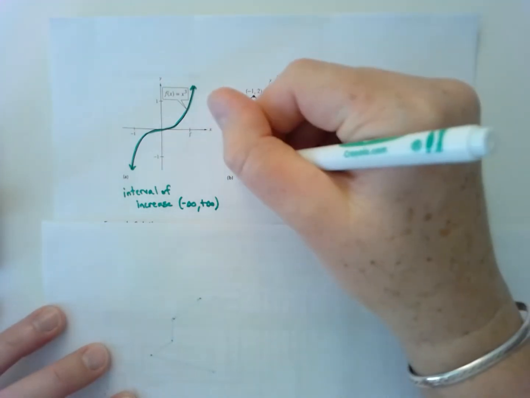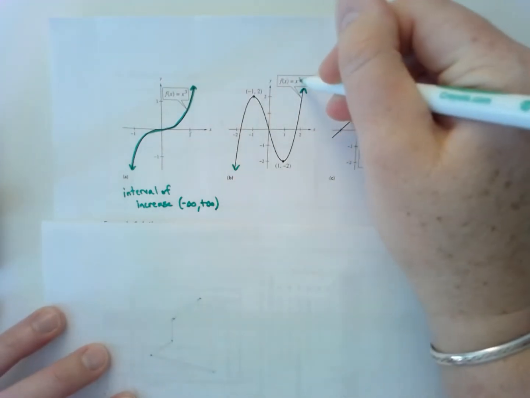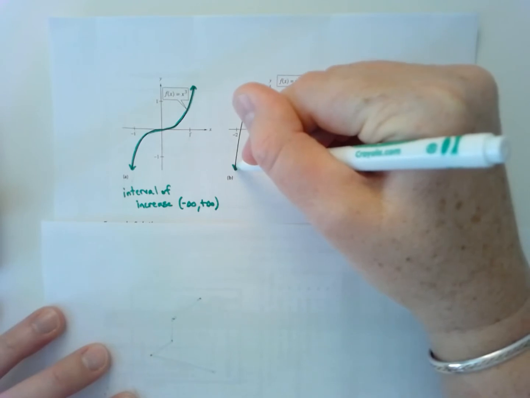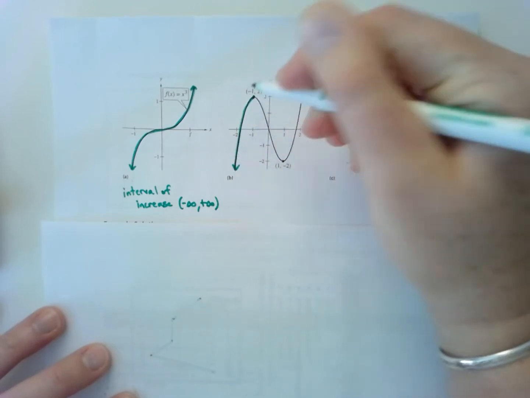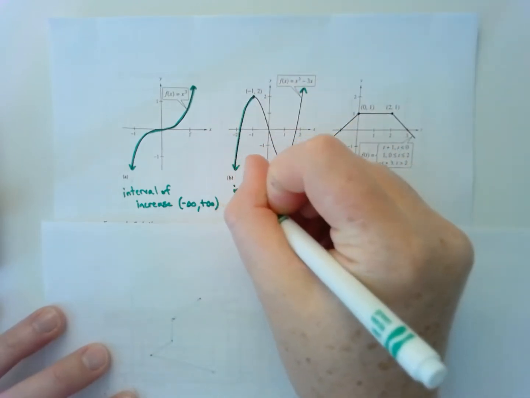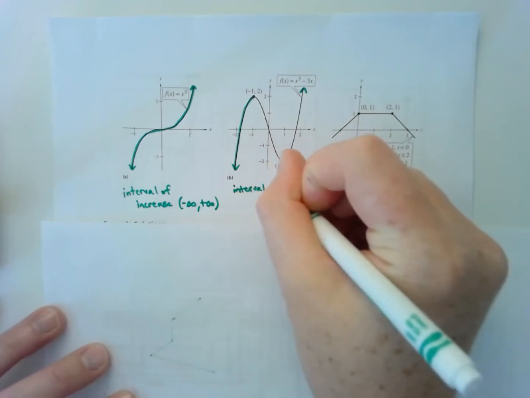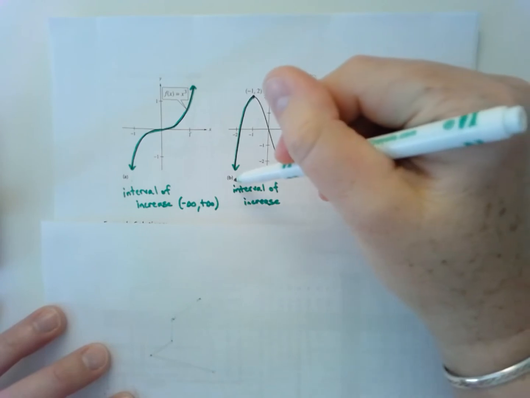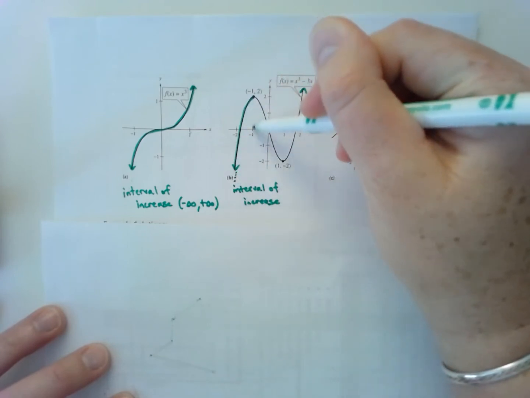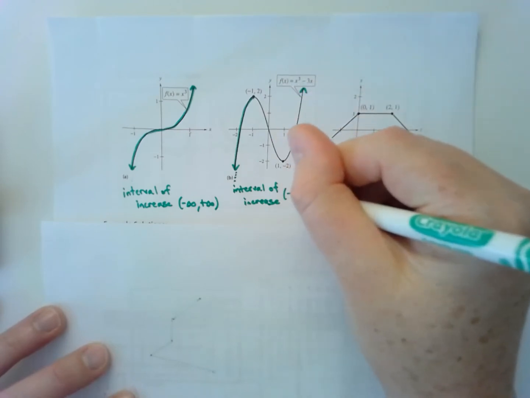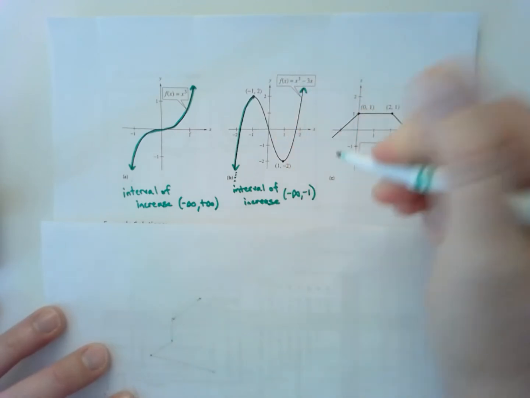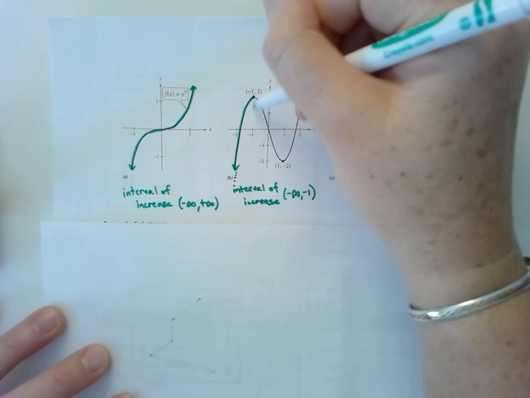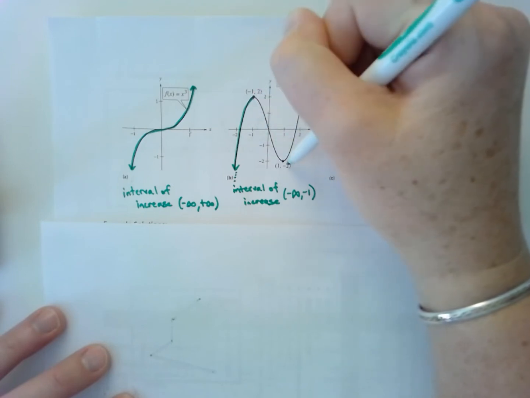And then we have example B, x cubed minus 3x. So this one is going to increase here. So let's write that one down. So interval of increase is from negative infinity, because it starts down here and goes up to x equals negative 1. We always put a parenthesis because right at negative 1 it's going to change direction.